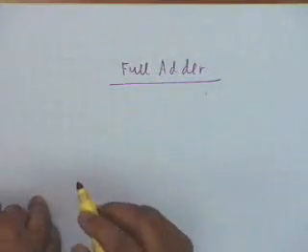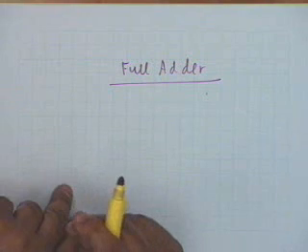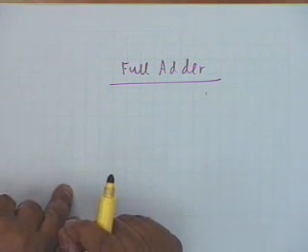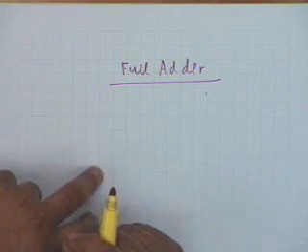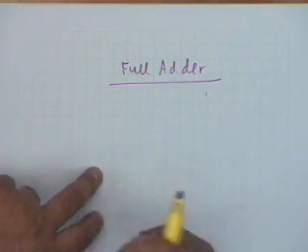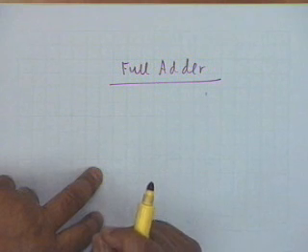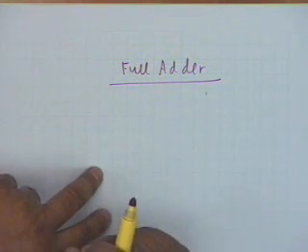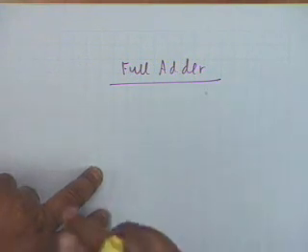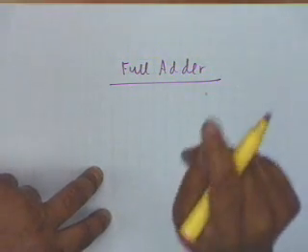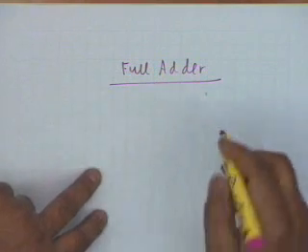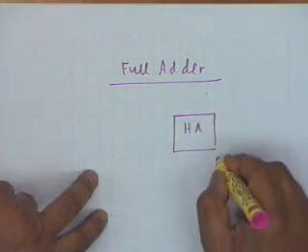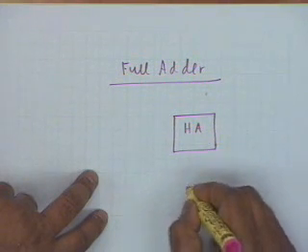A full adder, as I had said, requires us to add three things: the given 2 bits, and the carry of the previous addition. Therefore we shall require 2 half adders, because one half adder can add only 2 bits. Let's say half adder 1 and half adder 2.